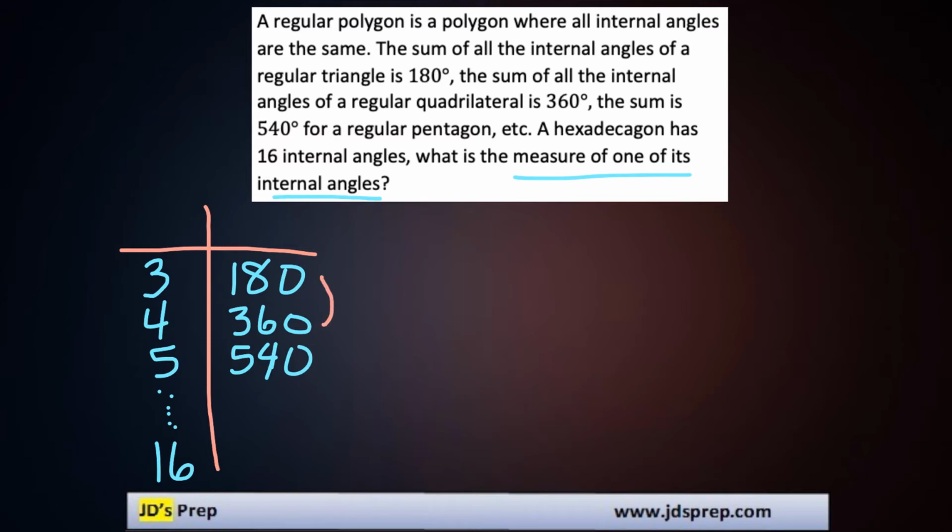Notice that as the number of angles increases by 1, the sum of the interior angles is being added by 180 degrees each time, adding 180. So you can imagine from a pentagon all the way up to a hexadecagon, we need to add 180 degrees. How many times? Well, to get from 5 to 16, that's a difference of 11.